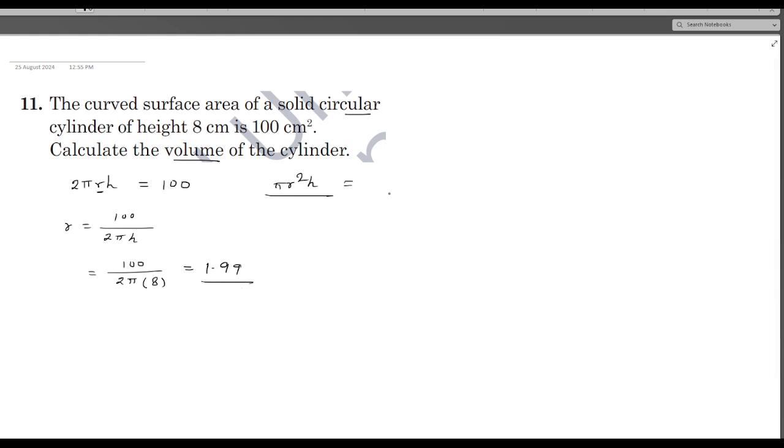So this pi r square h will be equal to pi times r, in answer, r square, times h is 8 centimeter. So you get volume as 99.47, that is 99.5 centimeter cube. This is up to 3 significant figures. So for question number 11, your answer is 99.5.